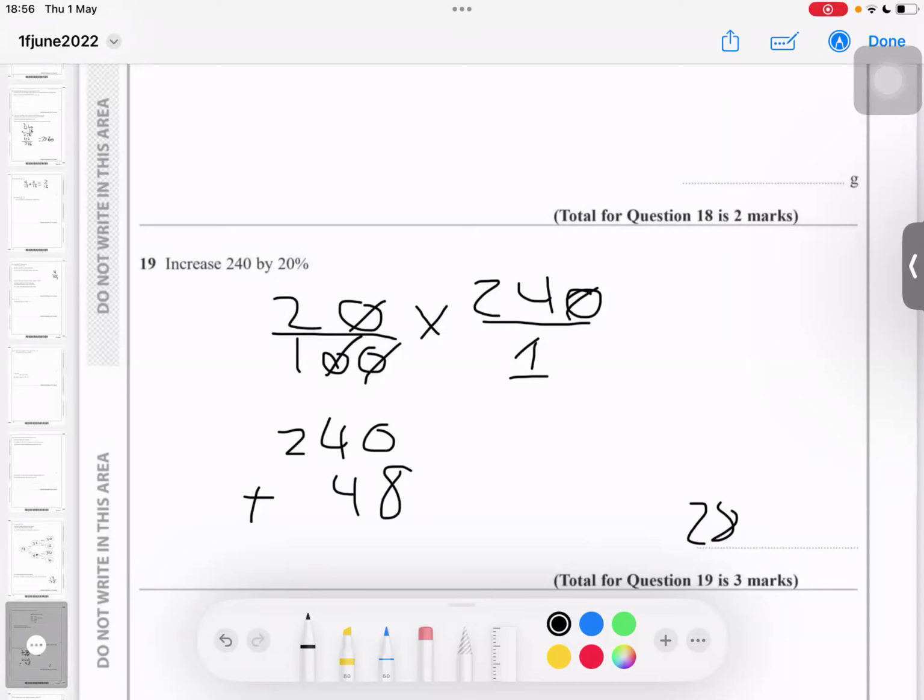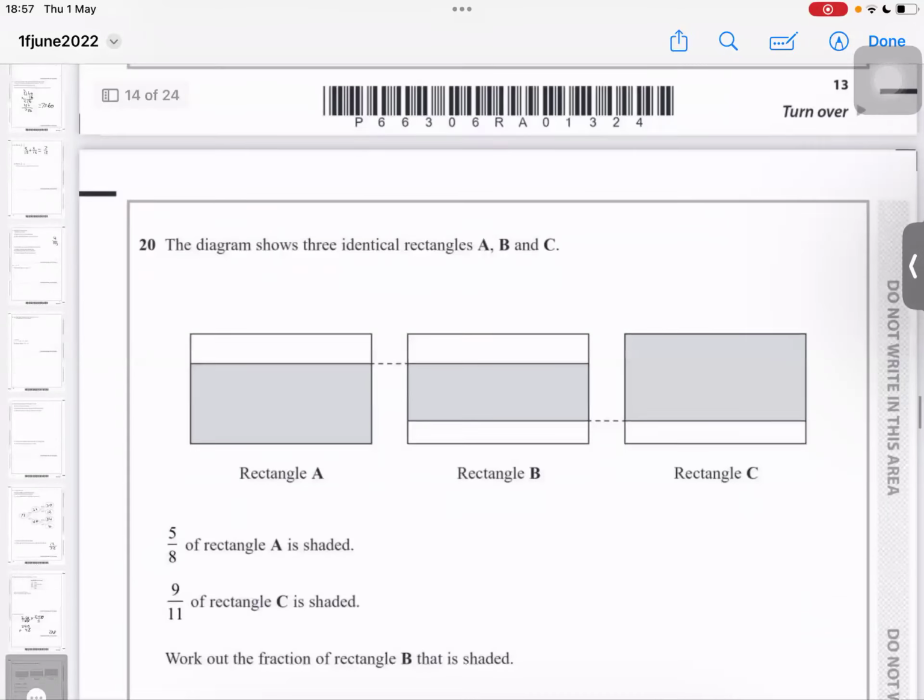So that's 240 plus 48. So that will give us 288. Okay, so I think we can move on now. All right. So we can go on now.